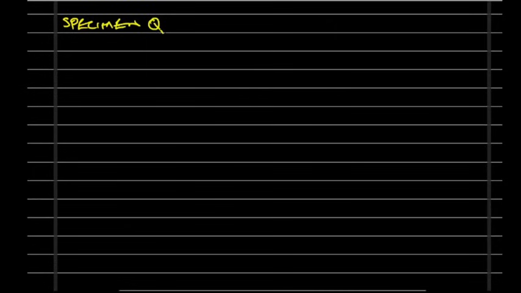Specimen Q, that's the lumbar vertebra. Now, when we look at the lumbar vertebrae, it is part of the vertebral column, but it is not appendicular skeleton. It is part of the axial skeleton.